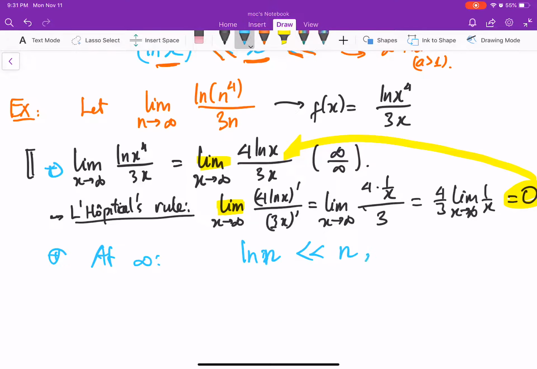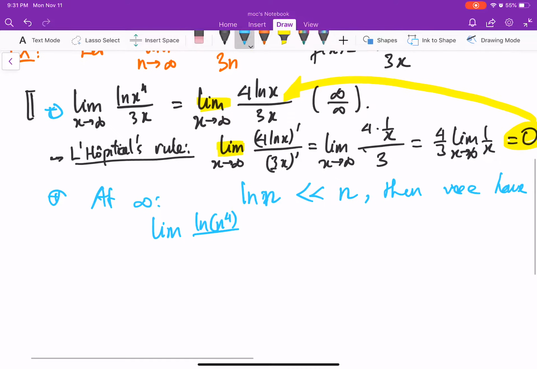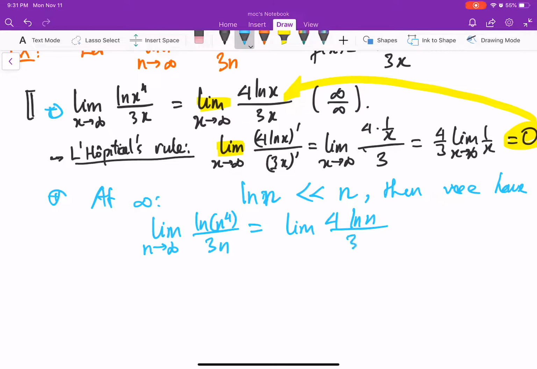ln of n is very small if you compare with n. So then we have the limit of ln of n to the 4 over 3n, n approaches infinity, equal to the limit of 4 ln of n over 3n, n goes to infinity, and that is 0. So, that is simple.